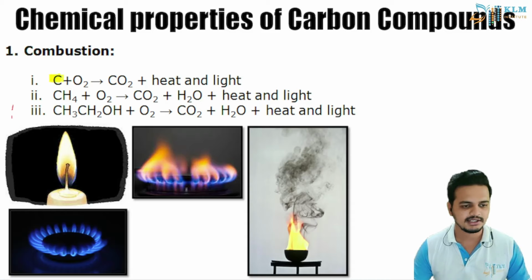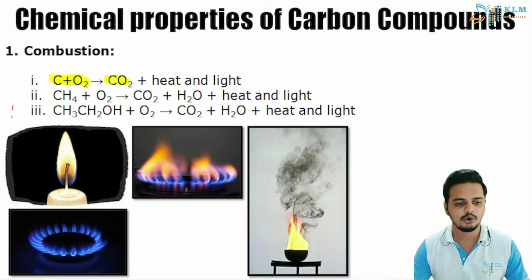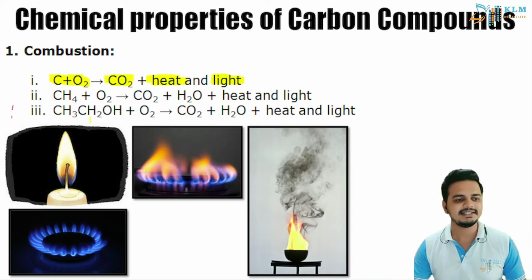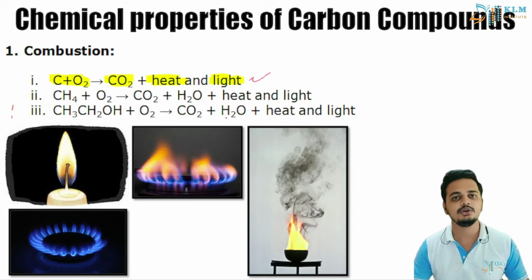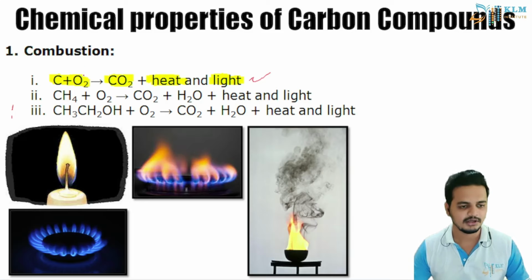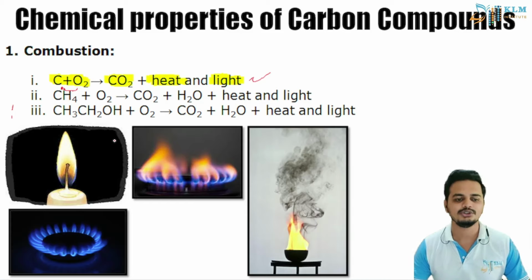So you can see here carbon, when it is burnt in the presence of oxygen, releases a lot of carbon dioxide, and along with it, it produces heat and also light. This reaction is already known to you. You studied it in the oxidation part of the chapter. So here, what is happening? Oxygen is going and attaching to carbon to produce CO2. So carbon is getting oxidized.